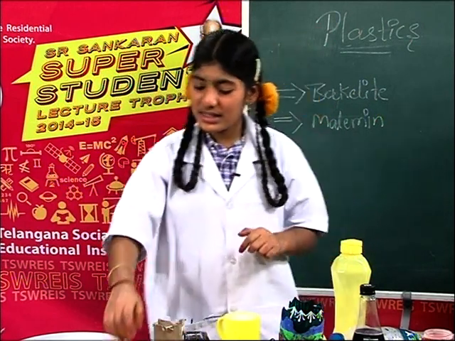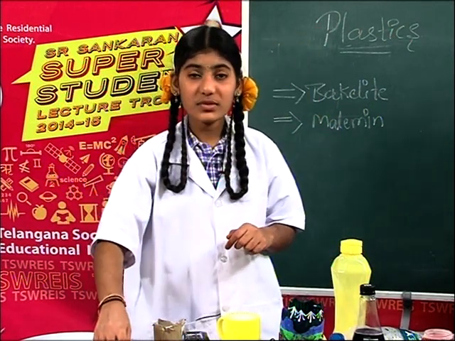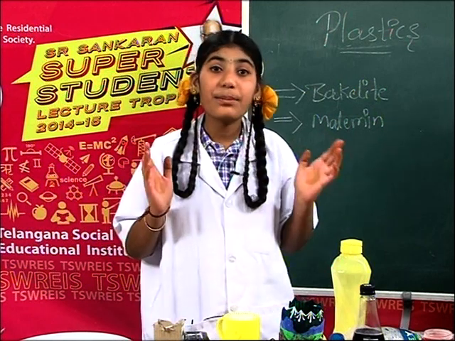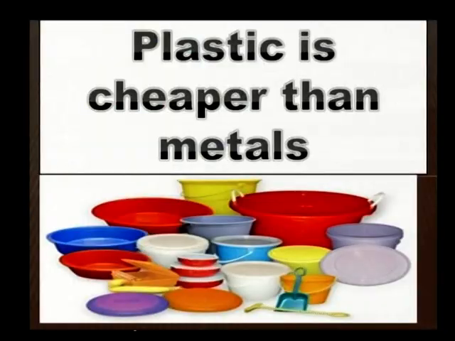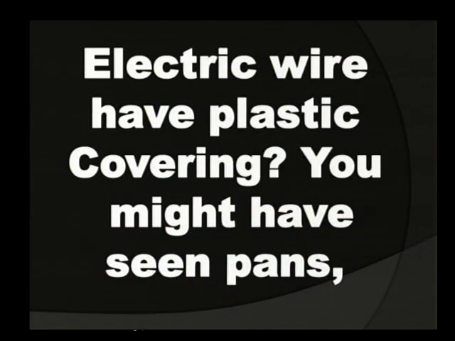So let us see one thing. And plastics are cheaper than metal. So look at the screen, friends. Plastics are cheaper than metals. So we are preferring plastics more. And observe this, friends. Electric wires have plastic covering, isn't it?